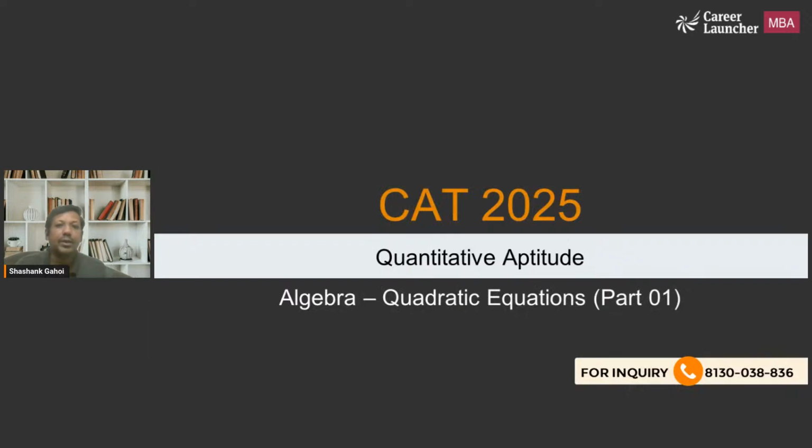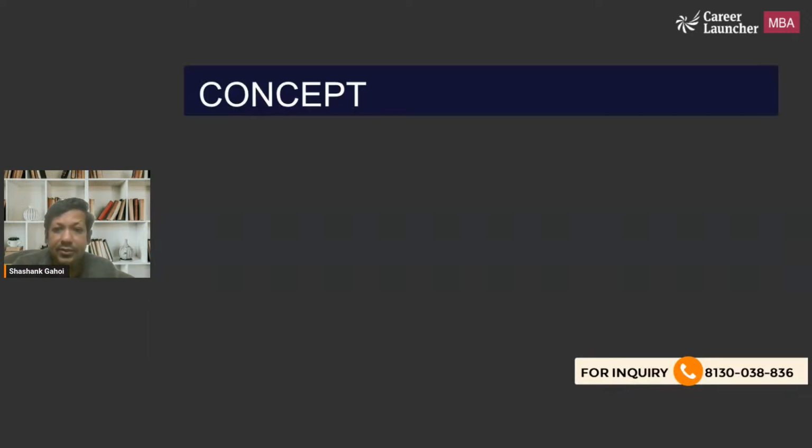So what is a quadratic equation? If I want to start with quadratic equations, my first question is going to be: what is a quadratic equation and what is a quadratic function? Basically, there are two things that we are going to use. One is quadratic equation, the second is quadratic function. Now what is the difference between quadratic equation and quadratic function? So let's understand this.